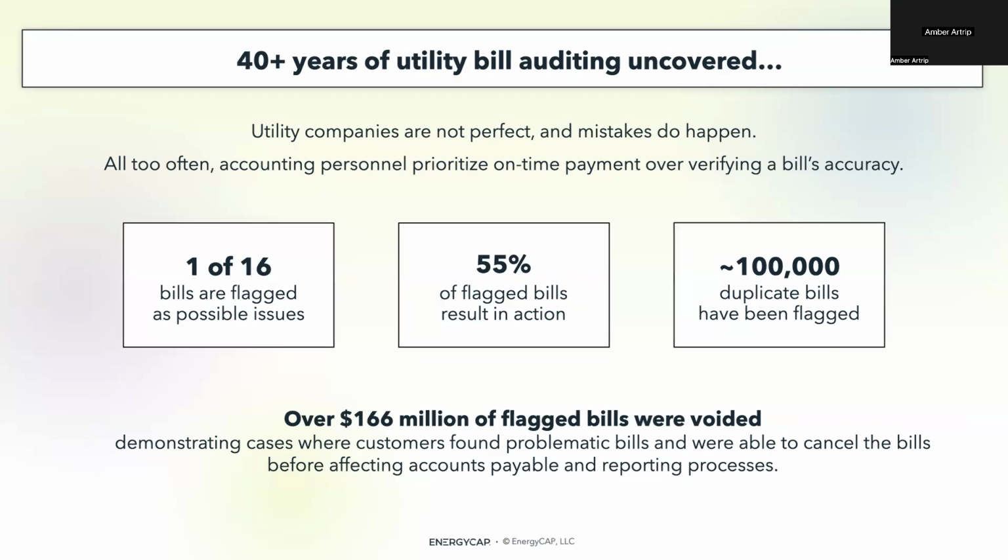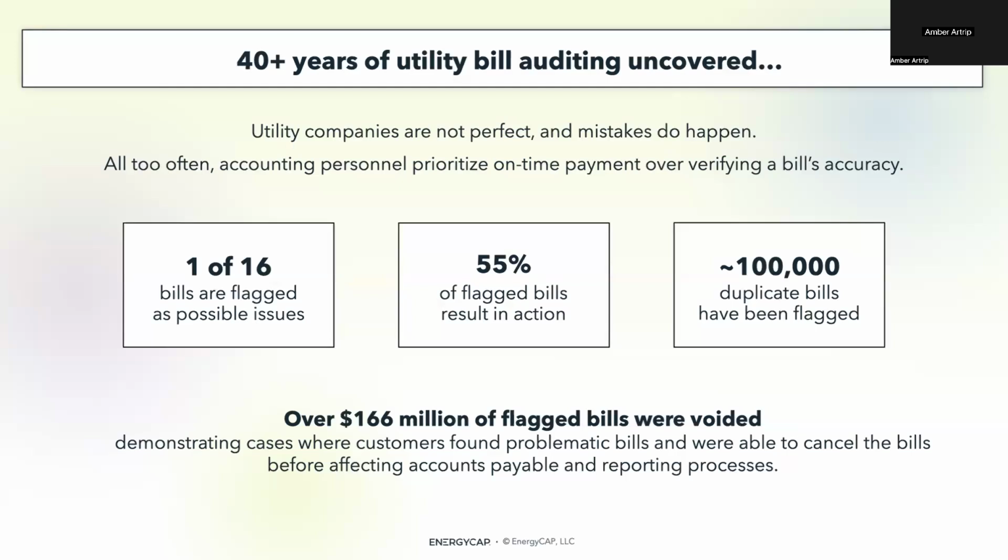But here's what we find. Customers who are using EnergyCAP, and we have applied a laundry list of different audits and algorithms and data searches to help flag potential issues on bills. We find that 1 in 16 bills of our customers are flagged for possible issues. Of those 1 in 16, 55% of them resulted in action being taken, meaning that over half of those potential issues are actual issues that needed to be further looked at. And we found over 100,000 duplicate bills flagged in our system, which is insane.